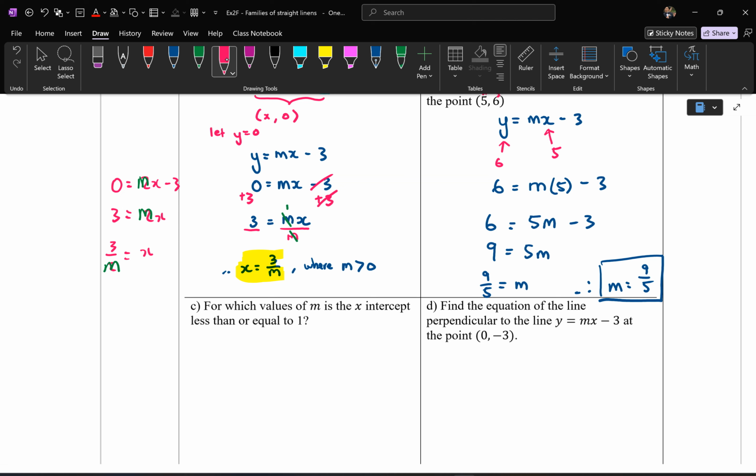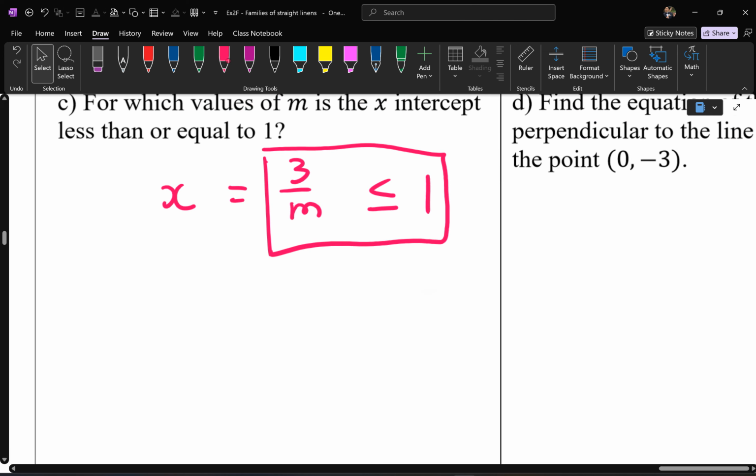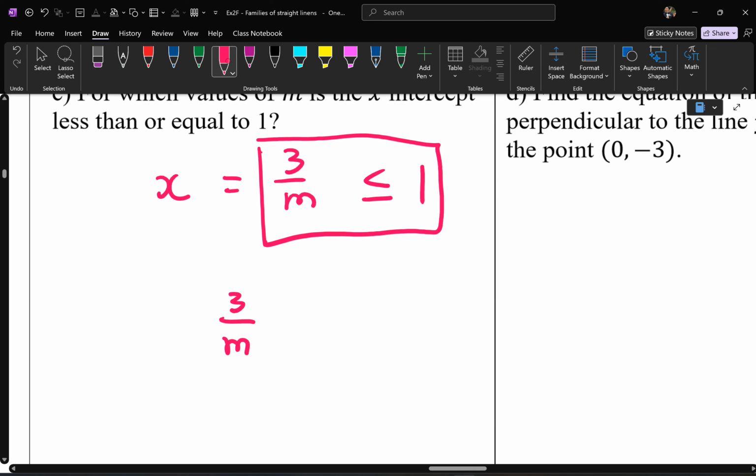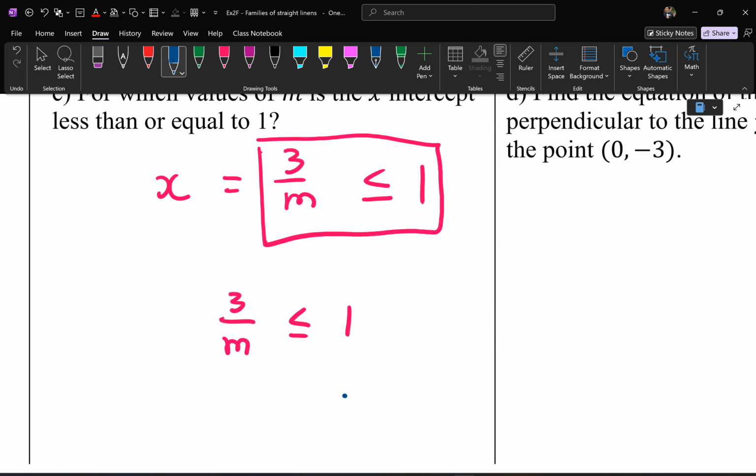So if this is your formula, x is equal to 3 over m, all I want is that equation, 3 over m, I just need it to be less than or equal to 1. That's all I'm doing. I'm just trying to figure out this bit. Because that bit there, if I can solve this inequality that you did back in year 9 and 10, solving equations, then I can solve the possibilities for m. So here, let's do it. 3 over m less than or equal to 1. How do we solve for m? How do I solve this?